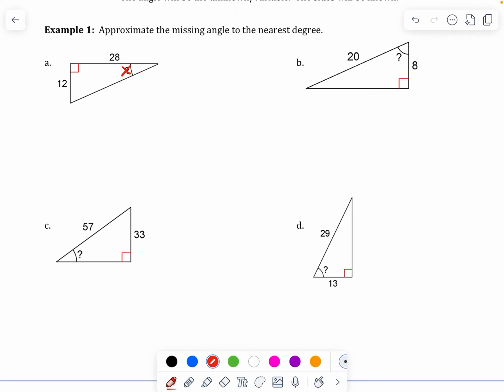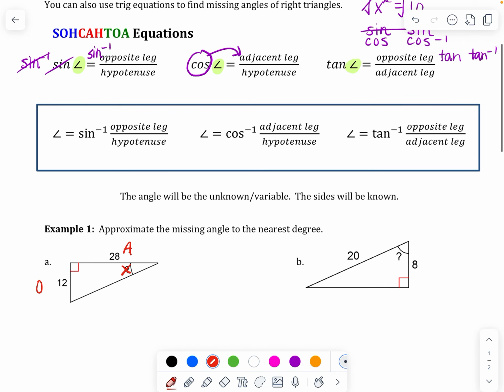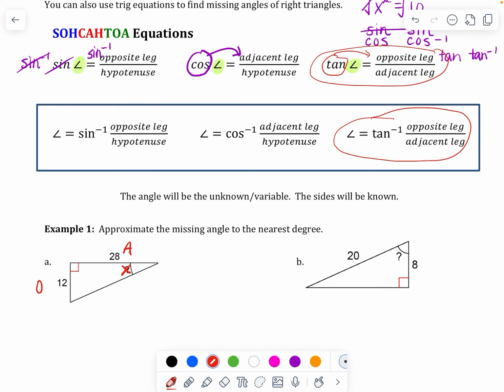Those are both legs. The 12 is farther away from the X, so that's your opposite leg. The 28 is right next to the X, so that's your adjacent leg. So this is a tangent problem, right? If we went back up to the original equations that we're used to, we would use tangent. But if we want to use what's in the box to help us solve the missing angle, we would think again of that tangent word jumping over to the other side.